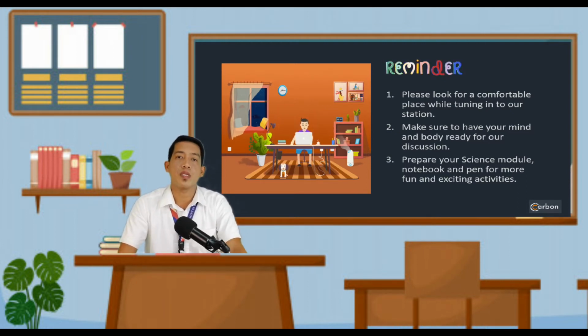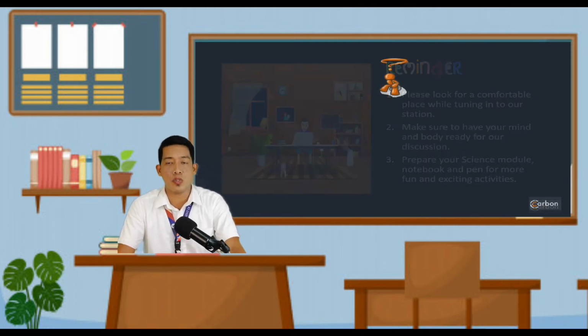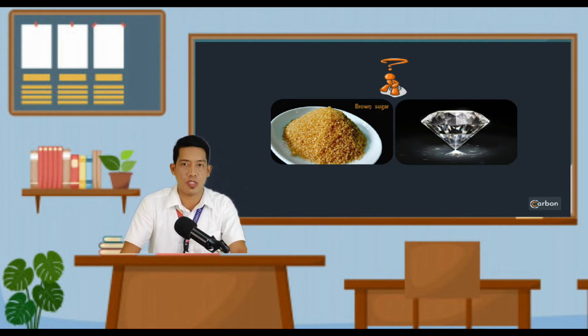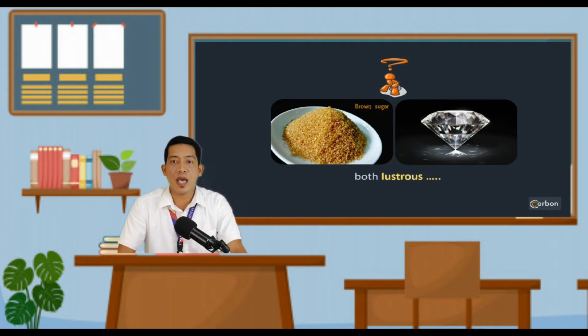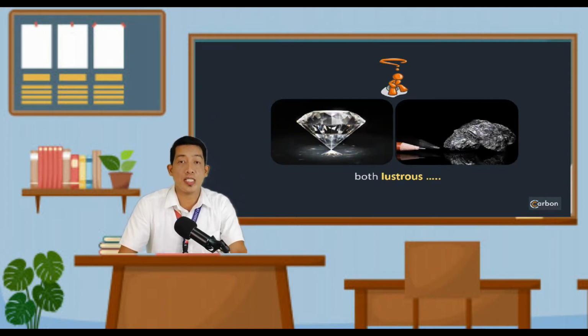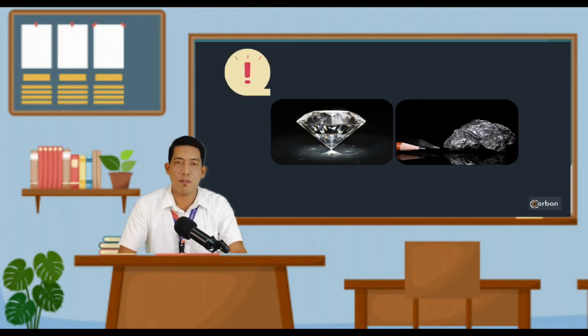Grade 9 students, are you ready and excited for another round of learning? Oh yes, that's great. Now, if I ask you the similarity between a sugar grain and a diamond, maybe you will say that they are both lustrous. What if I ask you about a diamond and a graphite? I'm sure you will say graphite is just a piece of black stone used in laboratories, or maybe you will think there is no similarity. Is there really no similarity between these two? The answer will surprise you.